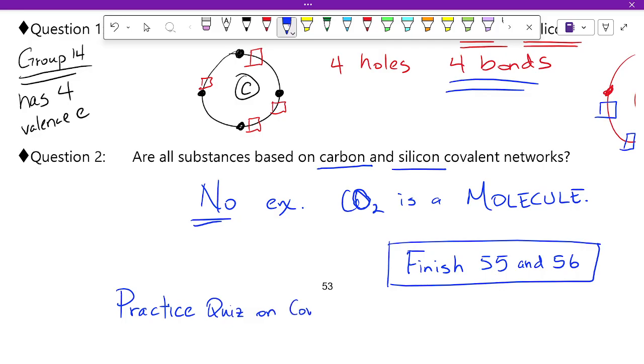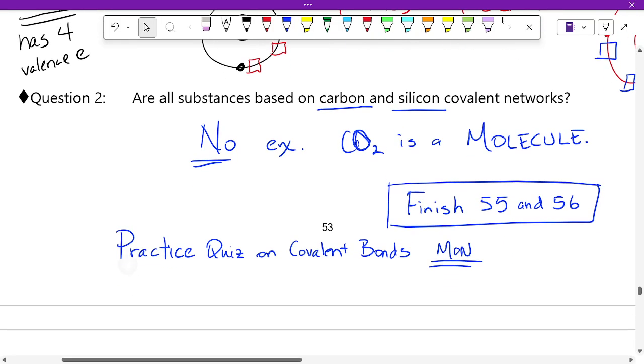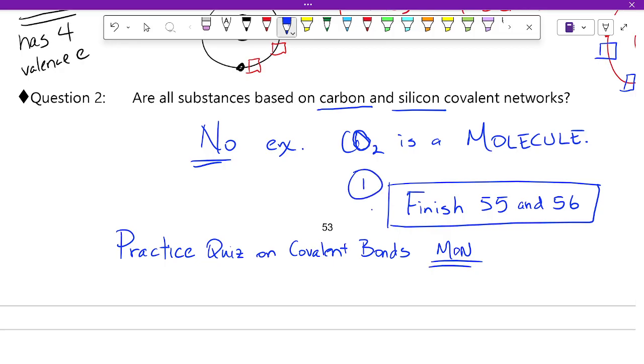So practice quiz on covalent bonds on Monday. So number 1, finish 55 and 56. That is enriched. Number 2, there will be a practice quiz on covalent bonds on Monday, so study for that. That can be part of taking study notes.